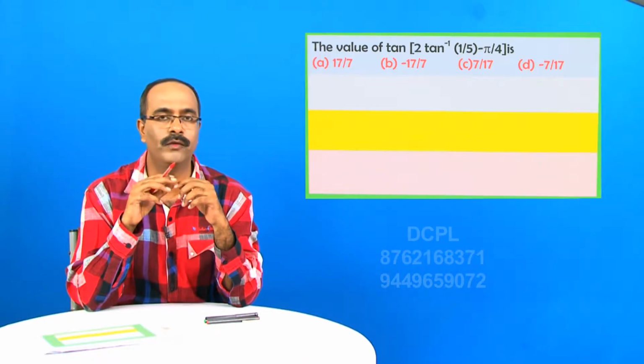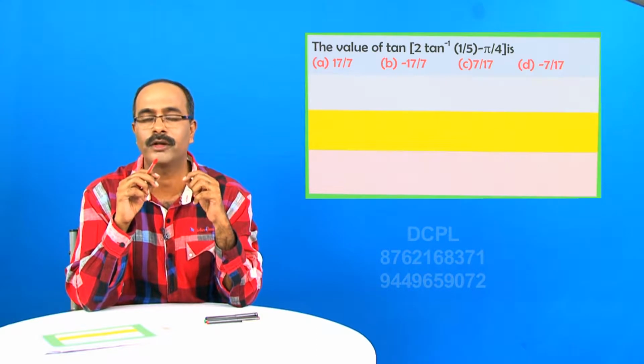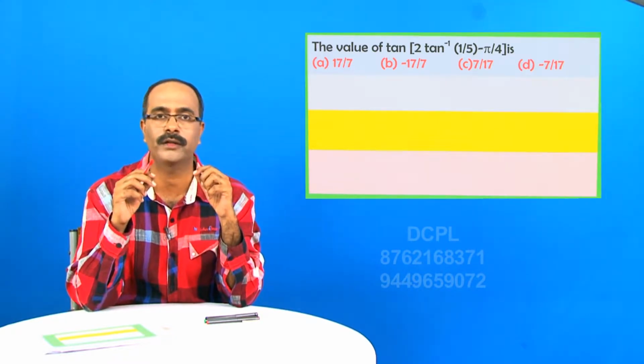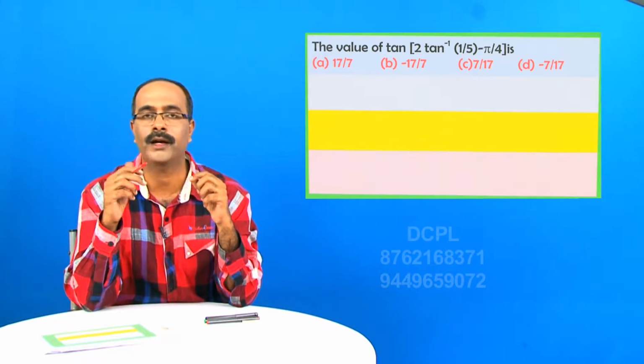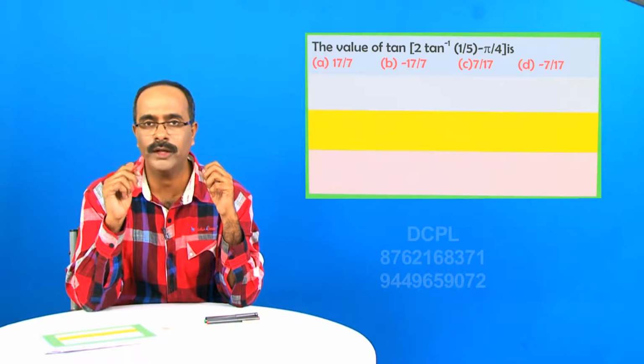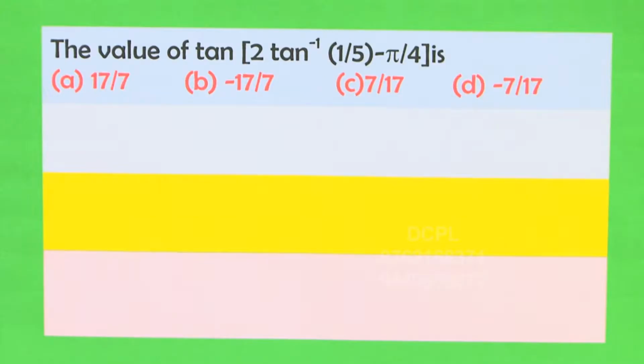Dear students, few problems can be solved directly using the graphs, or we can arrive at the final answer or at least eliminate few of the options by just using graphs. Look at this question, dear students. We have tan of 2 tan inverse of 1 by 5 minus pi by 4. So what is that equal to? Concentrate on this, dear students.